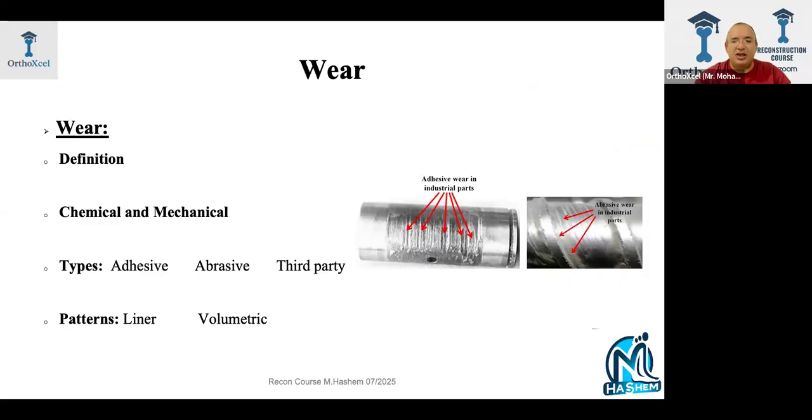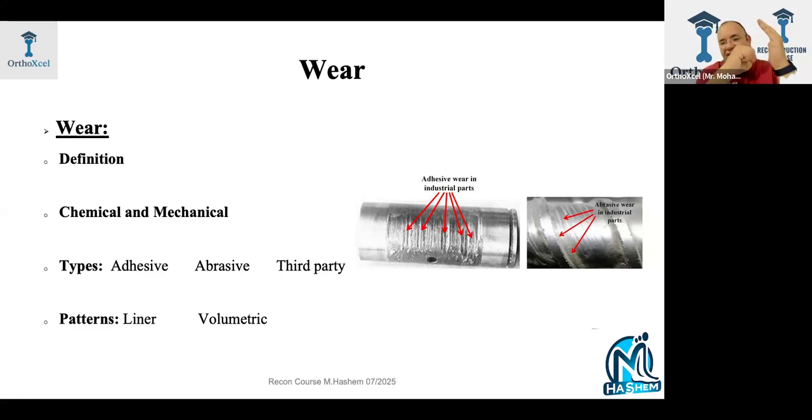So again, the definition is unintended loss of material. It's either chemical or mechanical. We care about the mechanical. The three common types of mechanical wear: adhesive, as you can see here, is basically two surfaces against each other. One of these surfaces is stiffer than the other, so it starts to pull a layer off, and this is what we call adhesive wear.